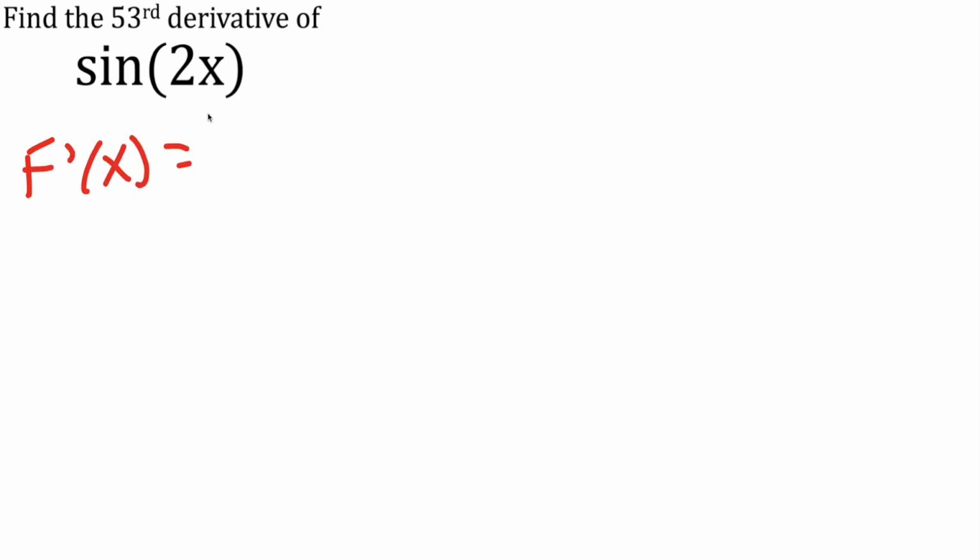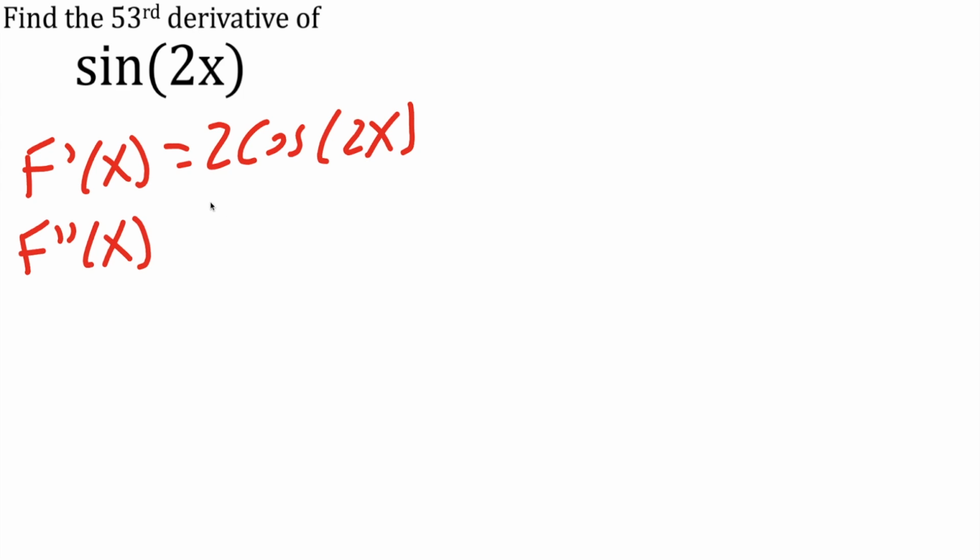First we're going to calculate the first derivative. This is a basic chain rule problem. The derivative of sine is cosine, and the derivative of 2x is 2, so we get 2 cosine 2x. Then let's get the second derivative. Again, another chain rule. The derivative of cosine is negative sine, so we get negative 2 sine. Then we need the derivative of the inside piece, and the derivative of 2x is 2. So we get negative 4 sine 2x.